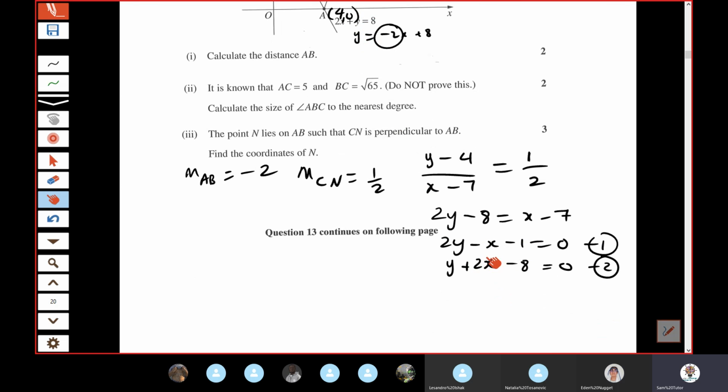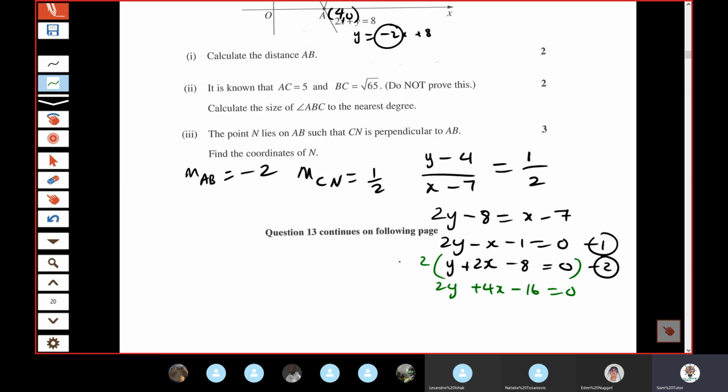And then I've just rearranged it just so that the y's can match, the x's can match, and everything can match. And you're finished. What am I going to do? I'm going to multiply this one by 2. So I get 2y plus 4x minus 16 equals 0.